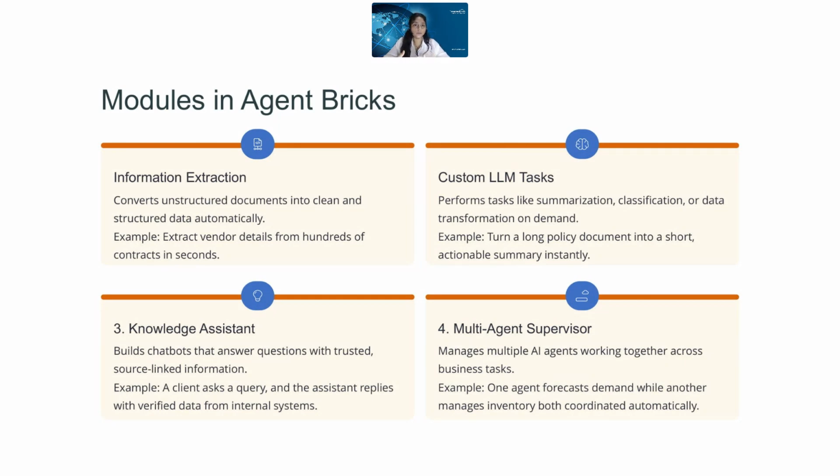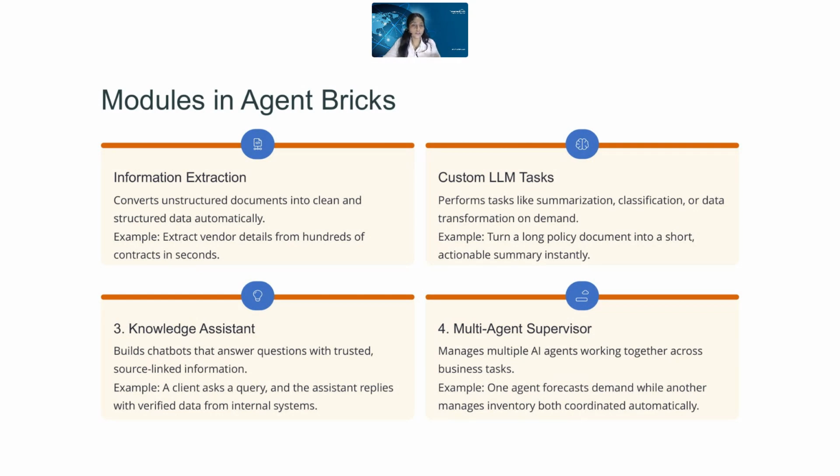Moving ahead with the third module, this is the custom LLM module, where we are able to perform tasks like summarizing and classifying bigger documents into a very short summary. Let's say our company has developed a new long policy. Instead of providing long documents to the entire team, we can provide a short summary which will comprise the base idea of the policy that has been developed. So these are the capabilities of custom LLM.